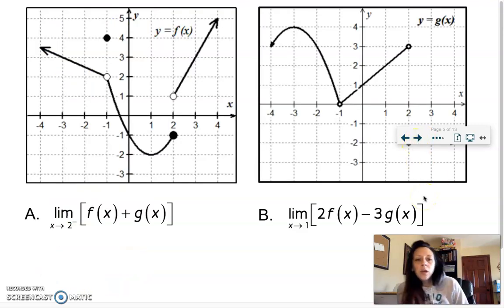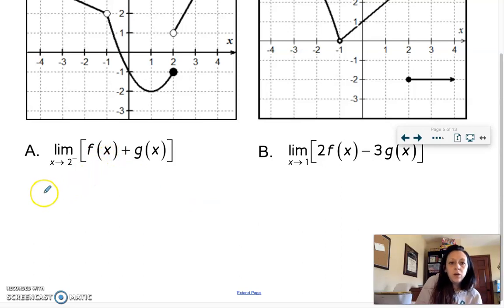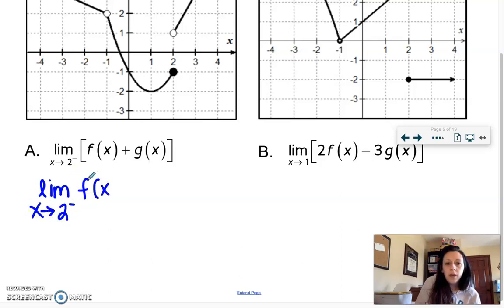Okay, so we're going to do these rules again, but now we're going to find all of our answers in a graph. Okay, so this is going to help you review lesson 7.1. So first thing I'm going to do is break this up using those sum and difference rules that we learned at the beginning of this lesson. So I'm allowed to break this up and look at each limit separately, like so.